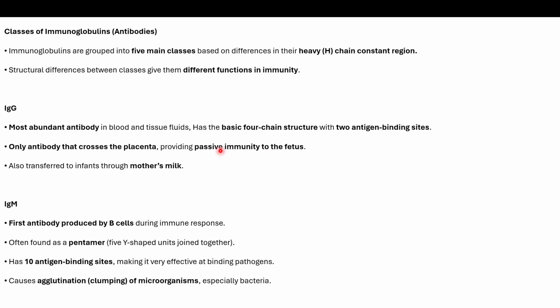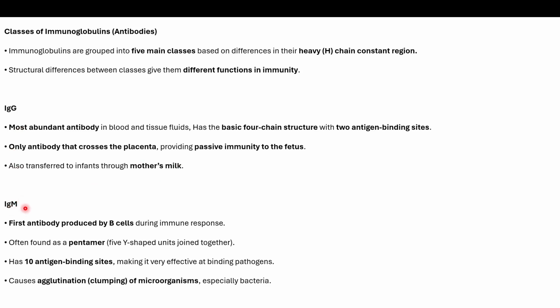But just because it came here, passive immunity is something which is not already present and it is passed on via some foreign agent. Okay. IgG is also transferred to infants through mother's milk.